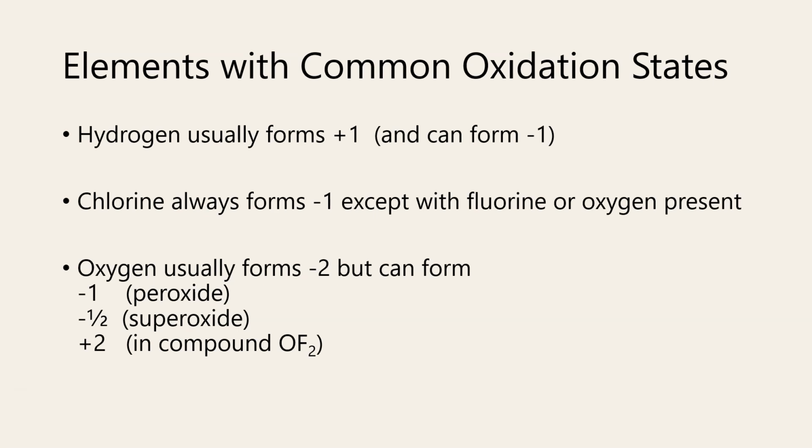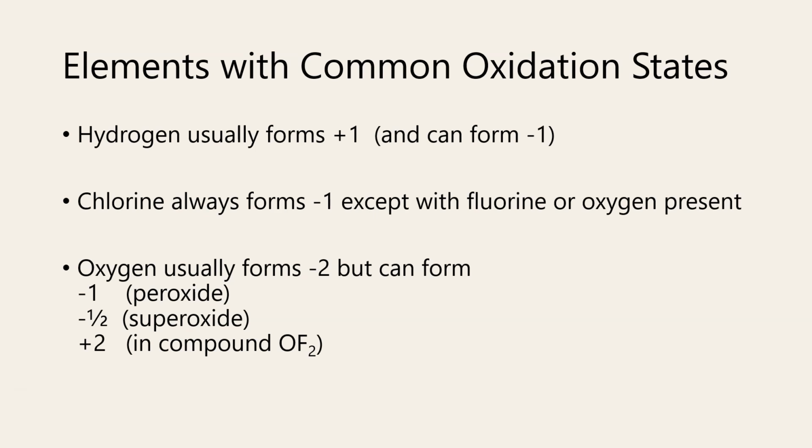Chlorine always forms a -1 oxidation state. As a simple ion, it forms a chloride ion, but also in its covalent compounds and covalent ions, it forms -1 with exceptions. The exceptions are where it is combined with fluorine or oxygen. Fluorine and oxygen happen to be the only elements that are more electronegative than chlorine, and therefore they can take electrons away from chlorine. They can oxidize chlorine so that it has a different oxidation state.